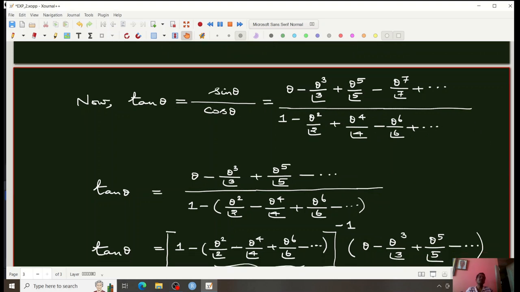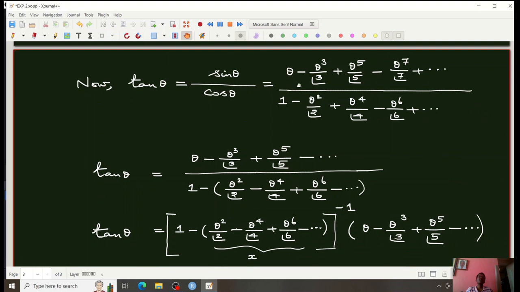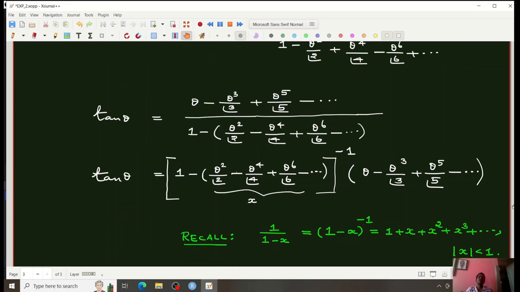Now what we do here is, you write the numerator as it is, same numerator, don't change it. And we slightly change the denominator. See, you keep 1 as it is, you pull out the negative sign from the rest of the terms in the denominator. When you pull out the negative term, this becomes theta square by 2 factorial minus theta power 4 by 4 factorial plus theta power 6 by 6 factorial. Everything is contained in a bracket. Now the purpose of writing that, you will be able to understand a little while from now.